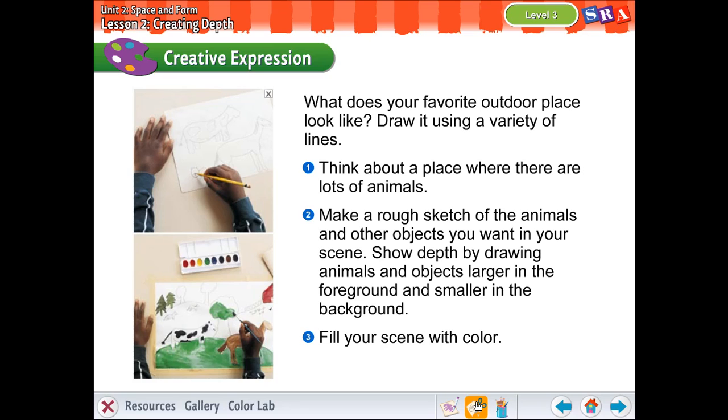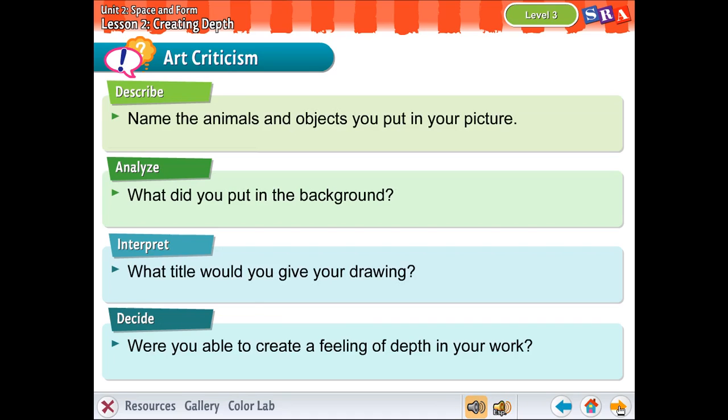So here's an example of a person doing this activity where they're making an outdoor scene. They're creating their animals. As you can see, the horse is the biggest because it's closer, at the bottom. The cow's a little smaller; he's in the middle. And then everything else, like the trees and the mountains, are really small. They're higher up on the page, and they are smaller. Voila. So you should be able to name the animals and objects in your picture if you created one. You should be able to tell us what you put in your background and what your title would be. Were you able to create a feeling of depth in your artwork or not?